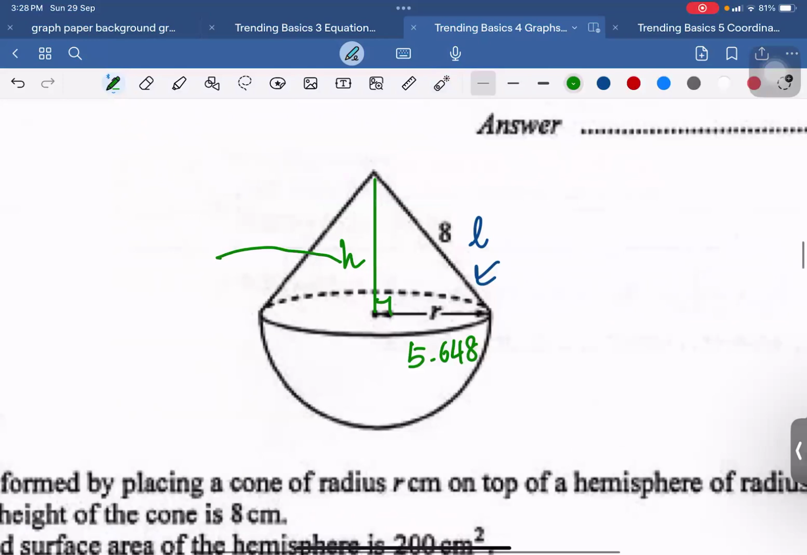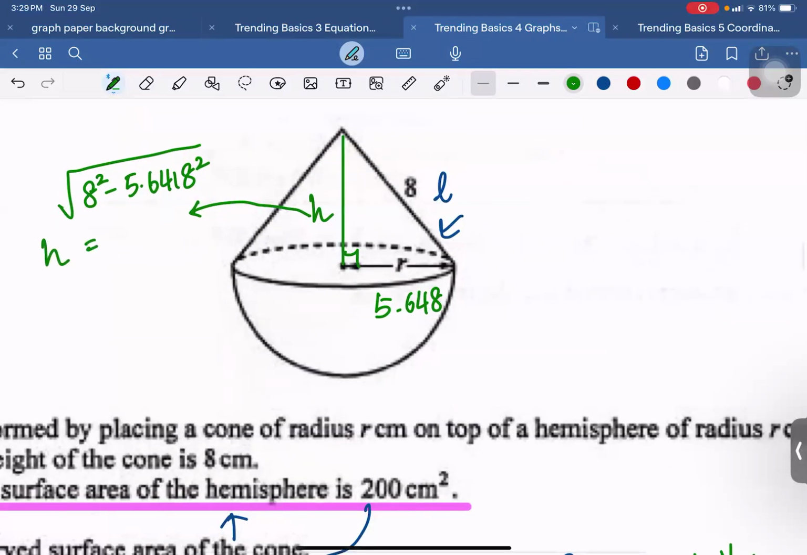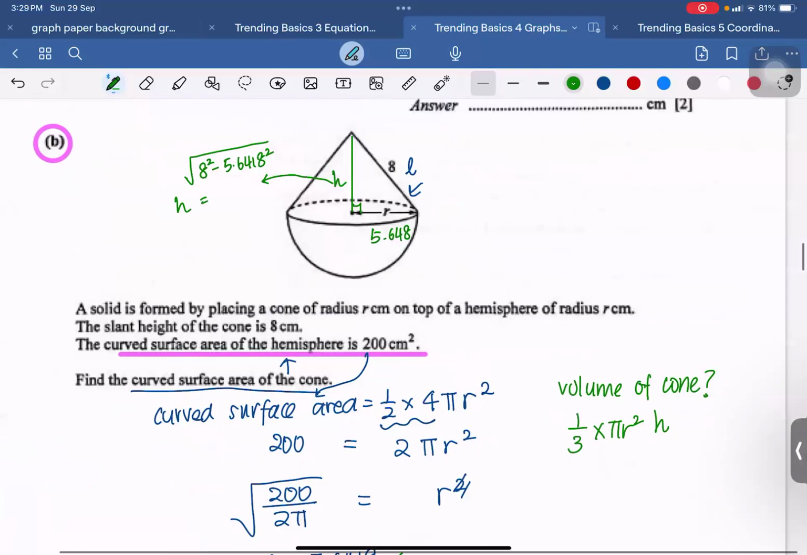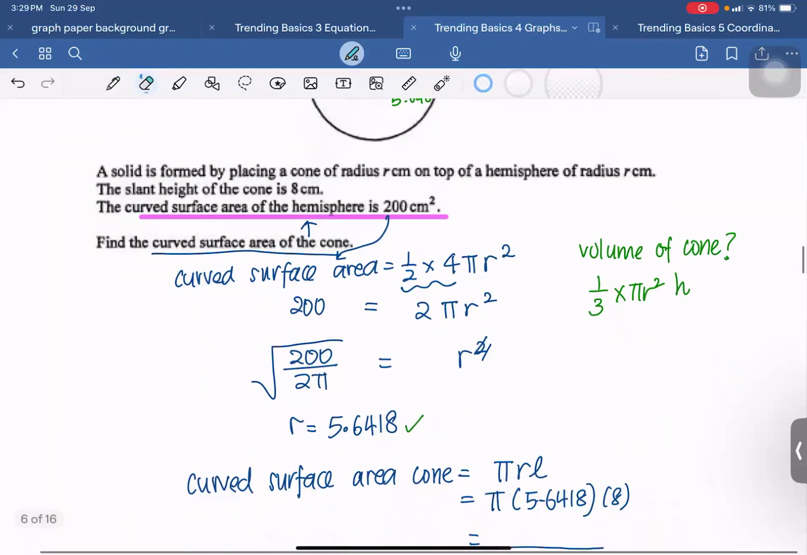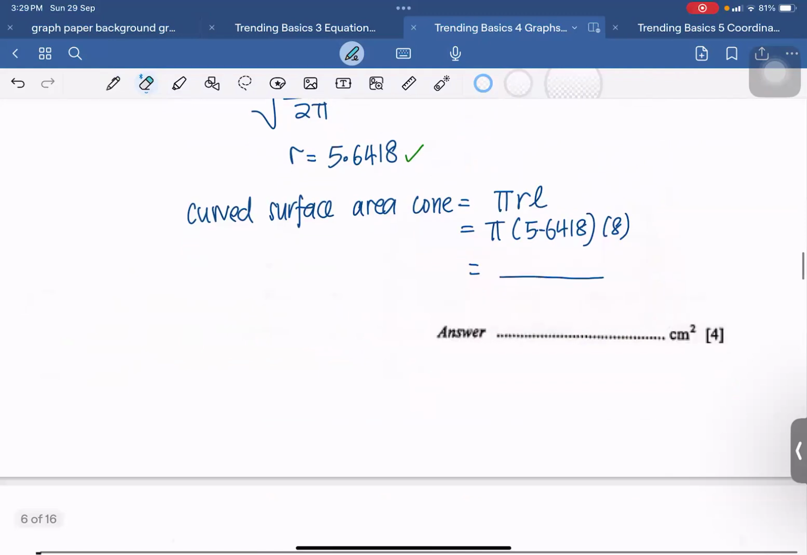Come back in here to use Pythagoras theorem. This is the shorter side. So 8 square minus 5.6418 square. Then you got your answer for your height. Then you plug it in to find the number. Nowadays sometimes they give you area, then they ask you to find volume, or they give you volume, find length, or give you something else, find length. So you have to work backwards, know how to work both ways. Link all the formulas together. So this is one type of question that can be quite commonly tested.